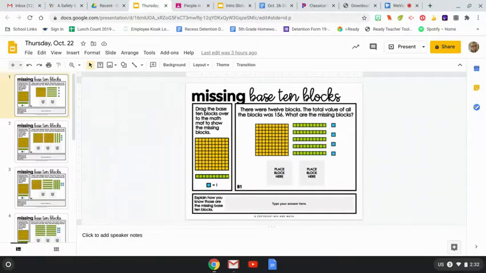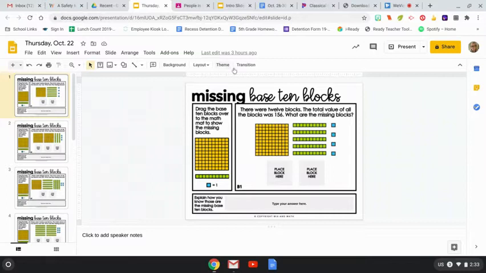Now for your activity, you're going to be practicing making groups of tens with place value blocks with the activity of missing base 10 blocks. So I'm going to model for you what it looks like on slide 1, and then you will do the rest of the slides. So as you can see, here is the activity.